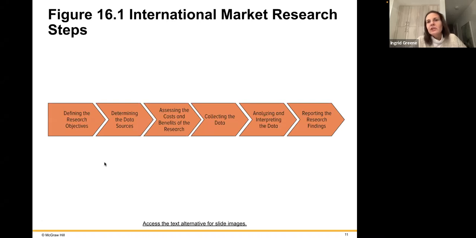So what are the international market research steps? Just to break it down, these are, in my mind, somewhat logical. I hope they're logical for you too. Defining the research objectives, right? Sometimes that can be really vague, and I feel like people sometimes are surprised about that, right?